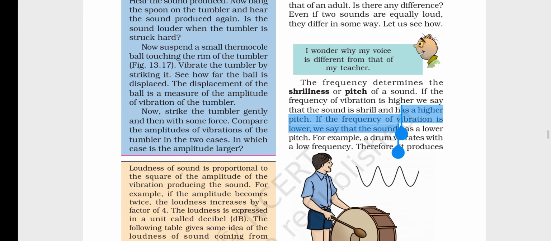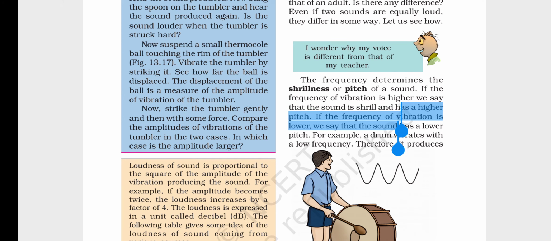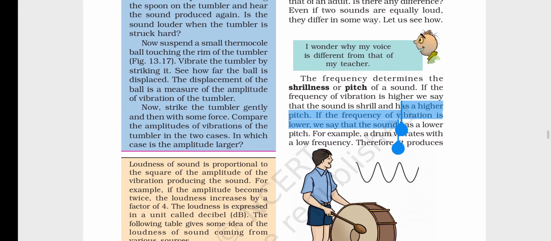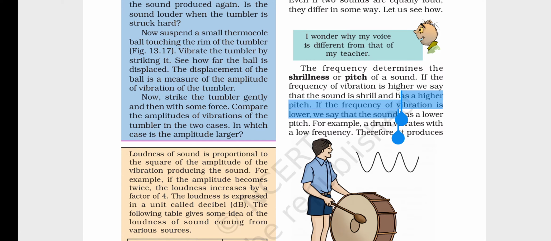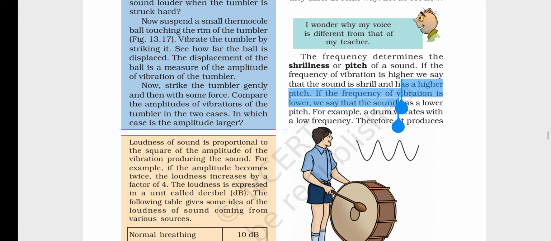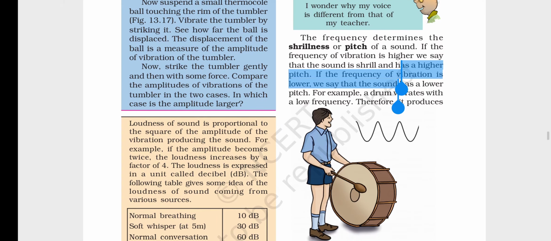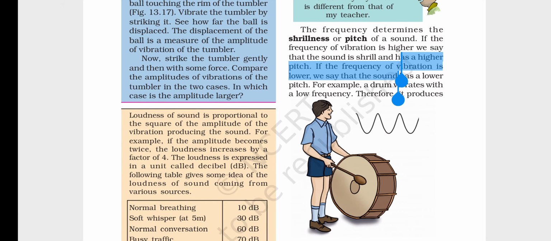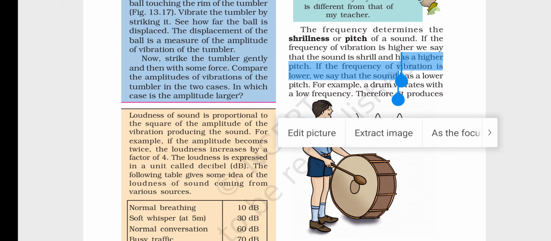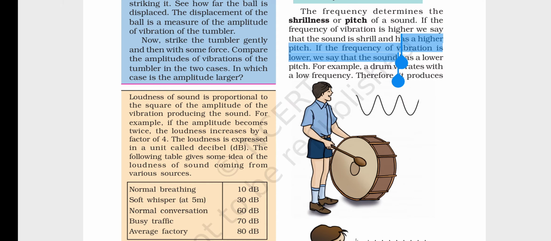Now suspend a small thermocol ball touching the rim of the tumbler. Vibrate the tumbler by striking it. See how far the ball is displaced. The displacement of the ball is a measure of the amplitude of vibration of the tumbler. Got it? Now strike the tumbler gently and then with some force. You will see the difference in the displacement of the ball.